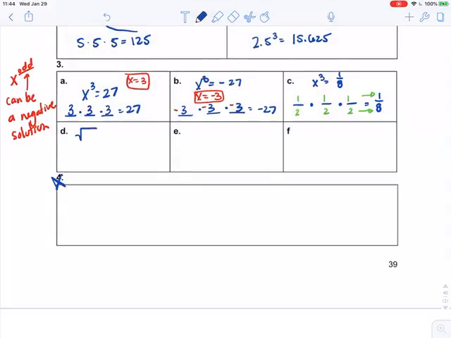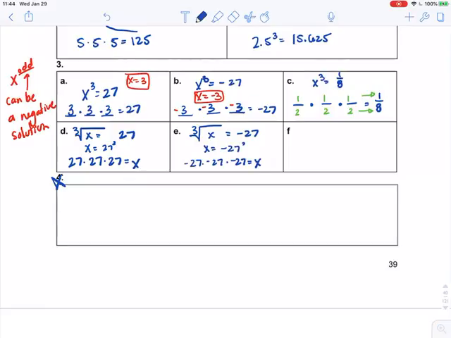Okay. Cube root of x equals 27. Therefore, the opposite would be 27 times 27 times 27 equals x. Okay, so I'm just going to say x equals 27 cubed. That number is just too big for me to be writing out here. Okay, the cube root of x equals negative 27. Again, negative 27 times negative 27 times negative 27 equals x. X equals negative 27 cubed.